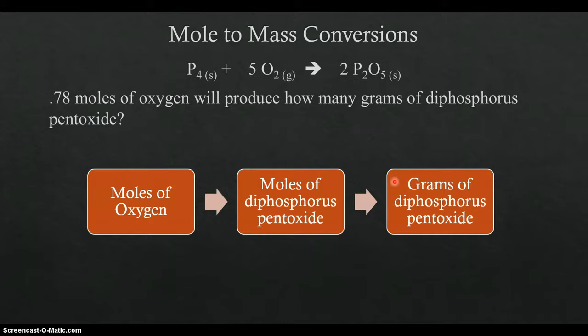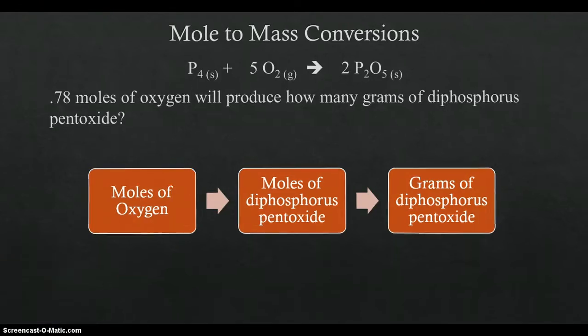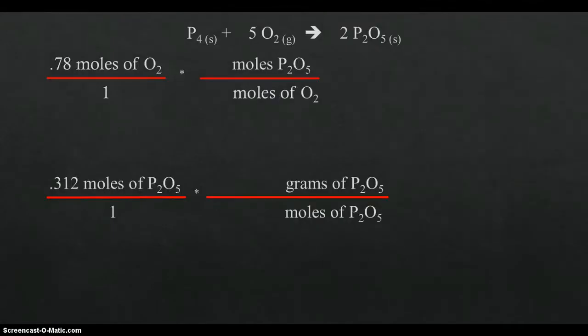We have to do that first step, moles of oxygen to moles of diphosphorus pentoxide. I can't go from moles of oxygen to grams of diphosphorus pentoxide. There's no relationship. I have to get from moles of one thing into moles of another. That's the only way I can jump from one substance to another, because that's the only thing they have in common. We'll see how we do this in just a second. All right, let's move on to our next slide. Here we have the problem set up, with our chemical equation at the top and our 0.78 moles of O2.